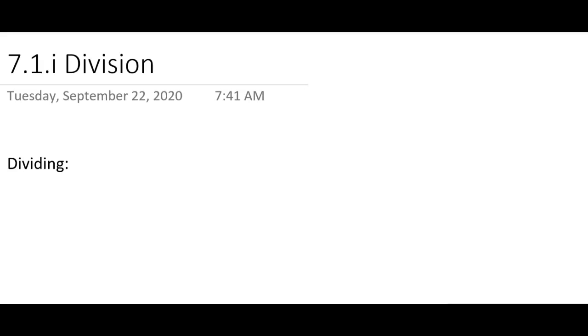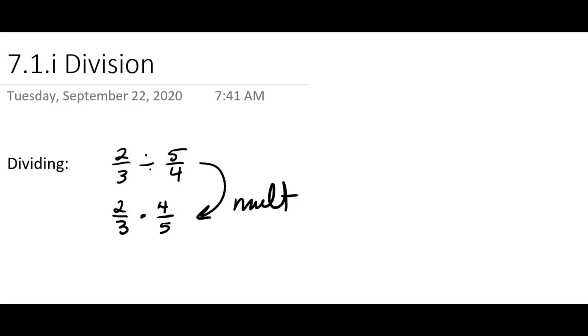Okay, so we're going to look at dividing now. Think back to when we divided fractions. Say you had like 2/3 divided by 5/4, something like that. Well, we don't divide fractions. We keep the first one, we change it to multiplication, and then we use the reciprocal of the second one. So we change it from a division problem to a multiplication problem. And that's the way we divide fractions.